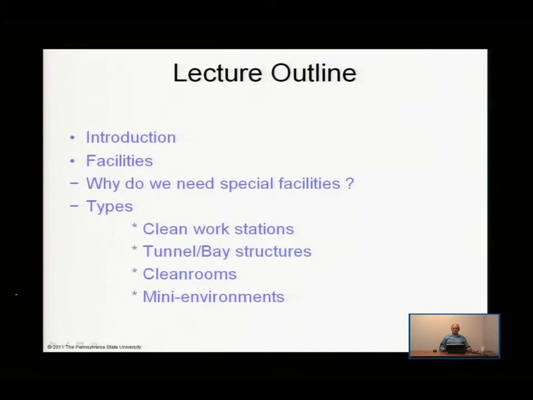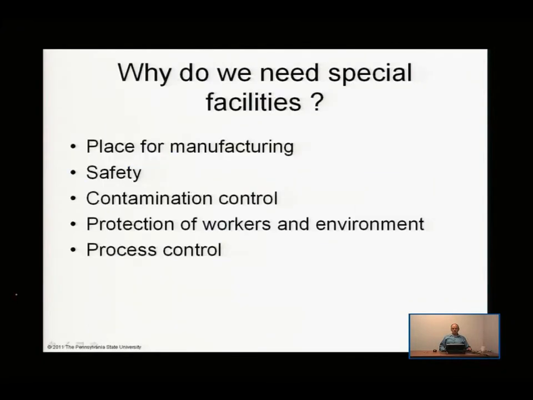The outline for this lecture is, as you see here, we're going to have a brief introduction. Then we'll get into facilities and discussion of why we need special facilities in nanotechnology. And then we'll talk about types of facilities: clean workstations, chemical hoods would be another name in some cases, tunnel and bay structures, clean rooms, and then mini environments. So that's the outline we will be following in this Lecture 2 of Unit 2.